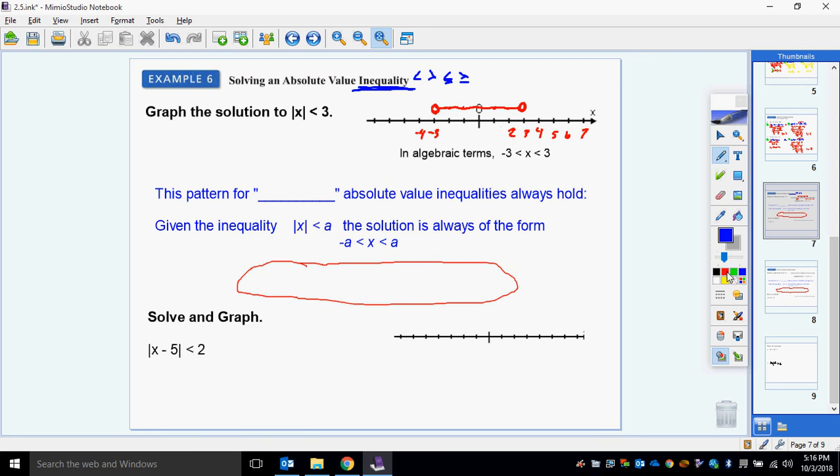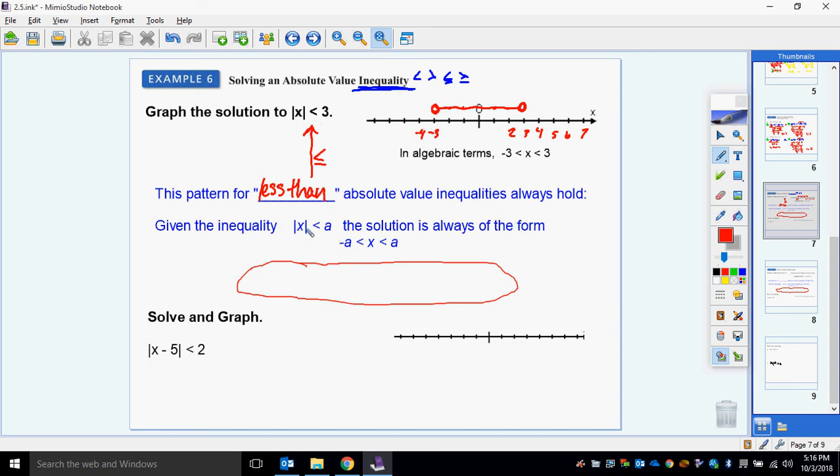So this pattern for less than absolute value inequalities, right? This was a less than, will always hold. Okay, and it's true for less than or equal to also. Any less than absolute value inequality has this pattern.